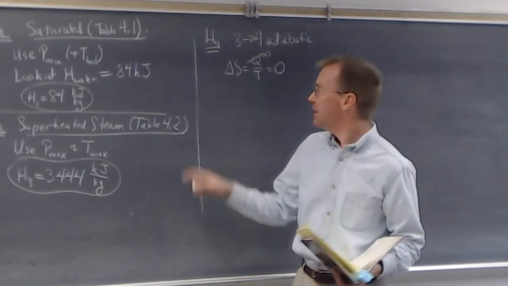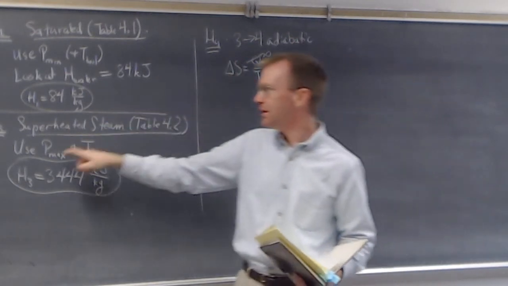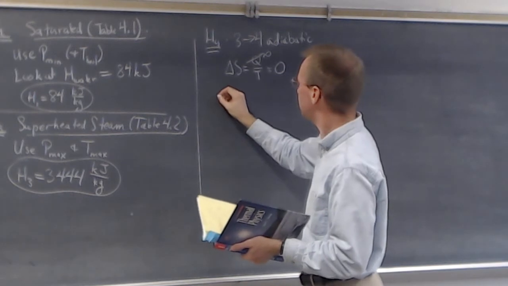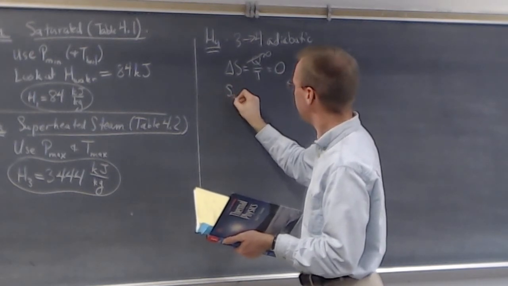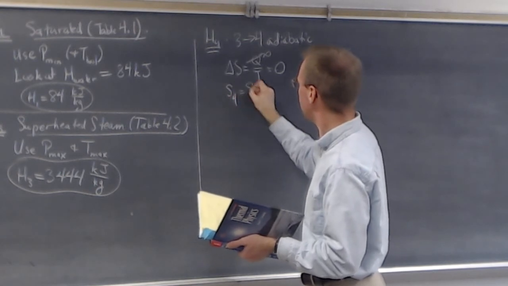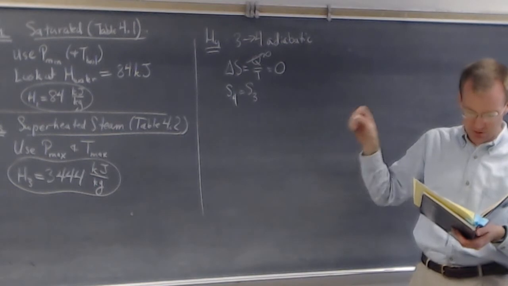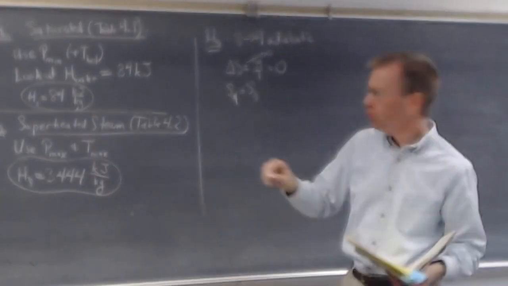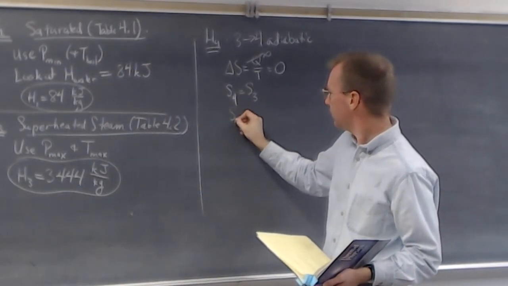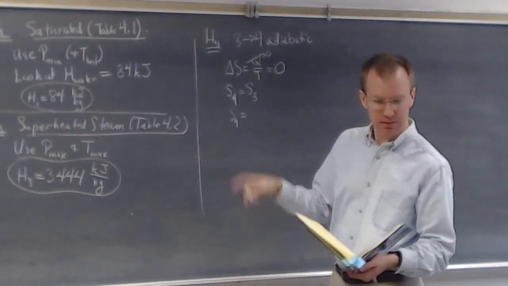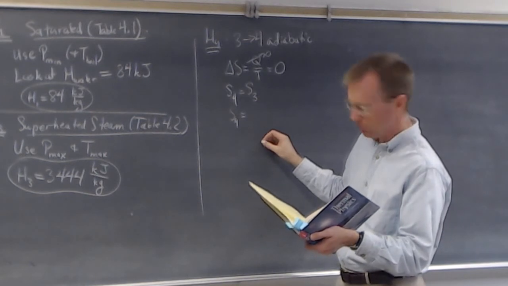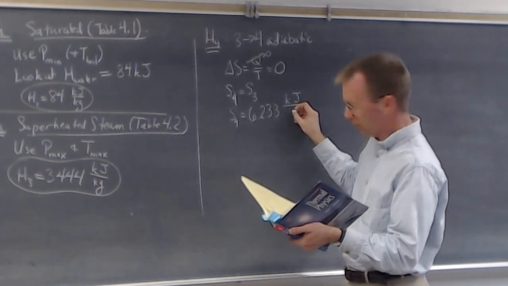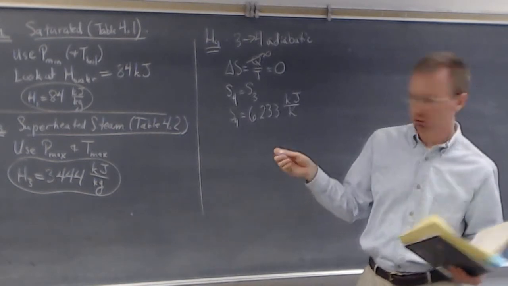Since there's no change in the entropy, then the entropy at point four is the same as the entropy at point three. And we have the entropy at point three on the table. So from table 4.2, we just looked up the enthalpy, and right below that, you'll notice that the entropy at point three, and therefore point four, is 6.233 kilojoules per Kelvin, and also per kilogram of fluid.